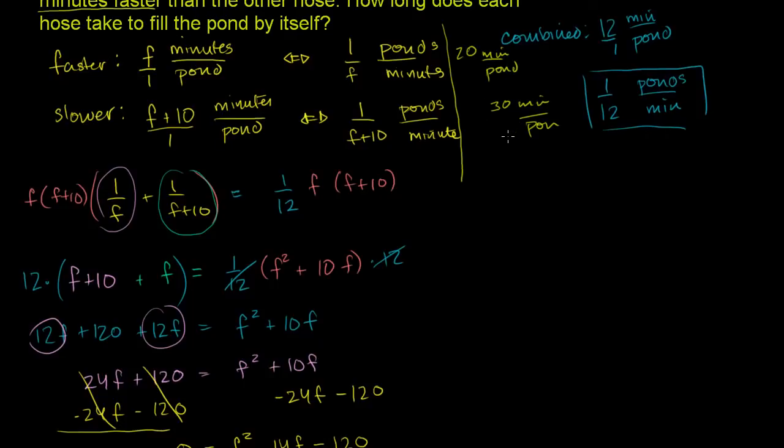If they were to do it together, it would take 12 minutes, which is a little bit more than half. But if you had two faster hoses, it would take 10 minutes. But this one is a little bit slower, so it's taking a little bit more than 10 minutes. So it makes sense. It takes 12 minutes when they're working together.